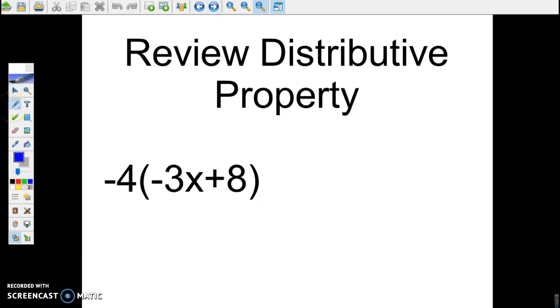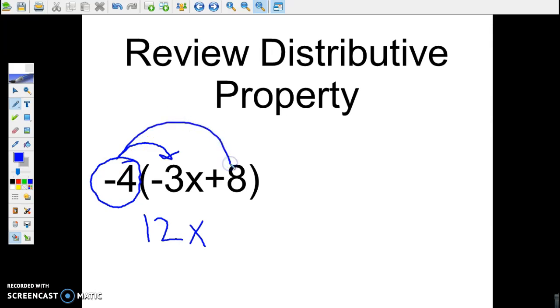The first thing you have to remember is everything inside the parentheses gets multiplied by whatever is directly in front of the parentheses. So in this case, it's -4. So we're going to multiply -4 times -3x, which results in positive 12x. We also have to multiply the -4 times positive 8, which results in minus 32.